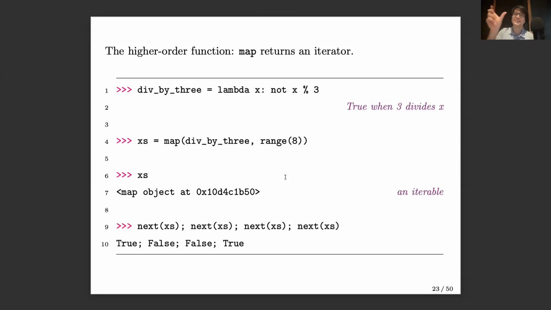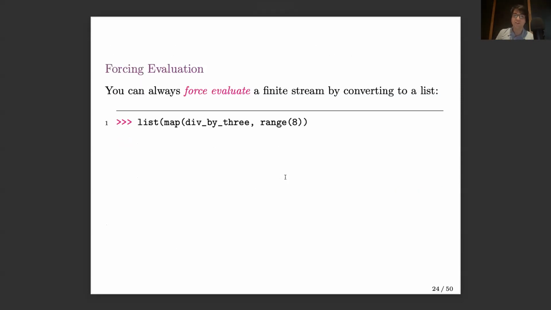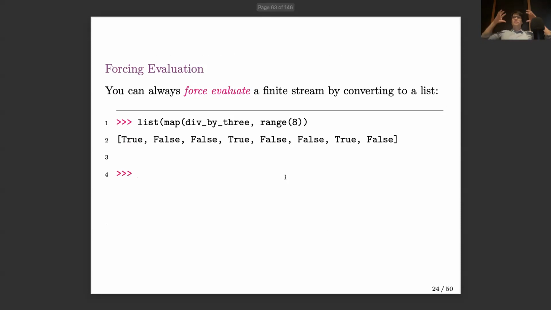I could have also put this into a list comprehension. You can take any finite iterator and do a casting over it, converting the iterator to a list, and it will put it there for you. This is useful in debugging if you ever want to look at your iterators, but again, this is going to crash if your iterator is infinite.